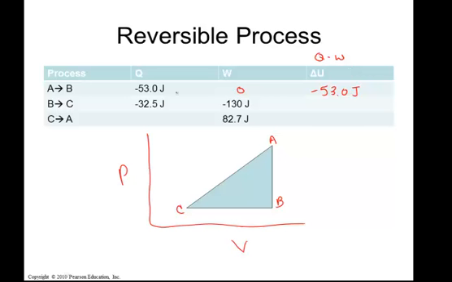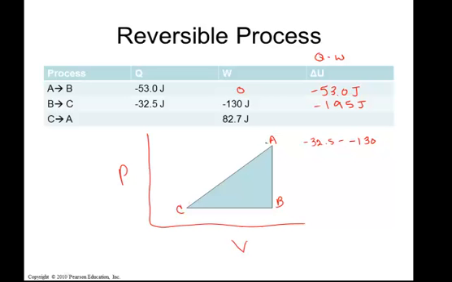Okay, now in the next case, to go from B to C, I do have a change in volume, and I know both Q and W. So in this case, I'm going to be taking my Q, which is negative 32.5, and subtracting my negative 130 to find my delta U. And when I do that, I'm going to get negative 195 joules. That's from B to C.